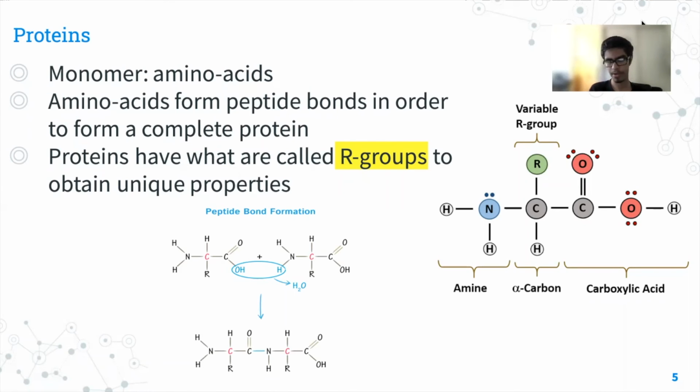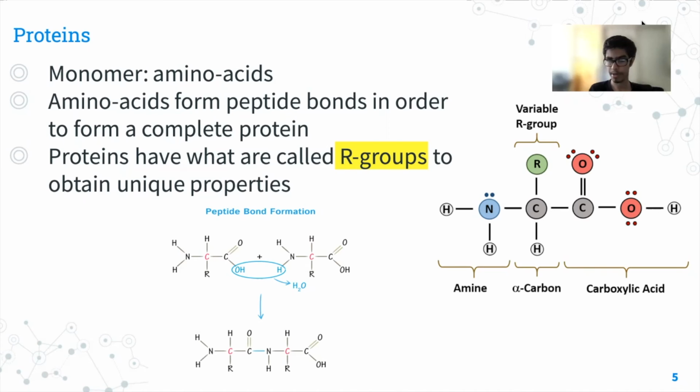Really, proteins are just amino acids. The monomers of proteins are amino acids. Now, you're probably wondering, well, what are monomers? Monomers are essentially the building blocks of a certain macromolecule. So think of monomers as smaller subunits that make up the bigger unit of the macromolecule.